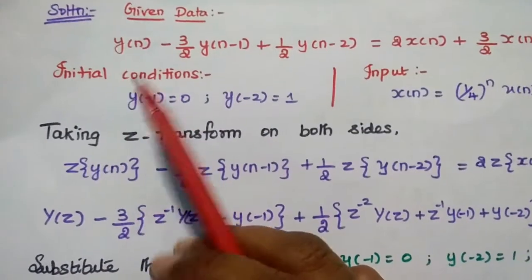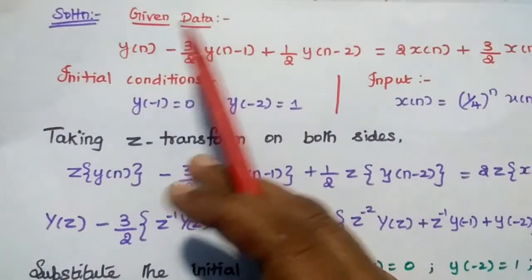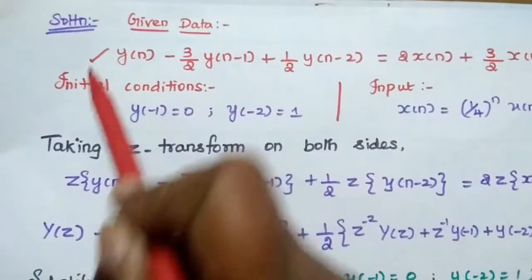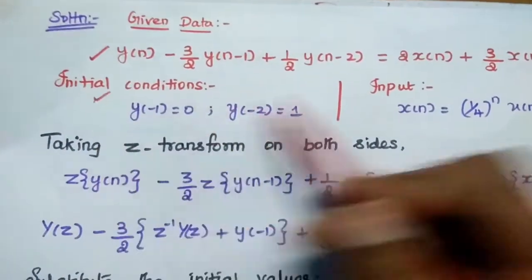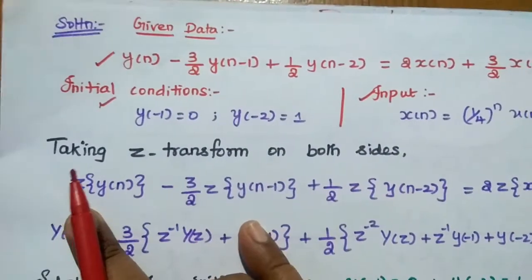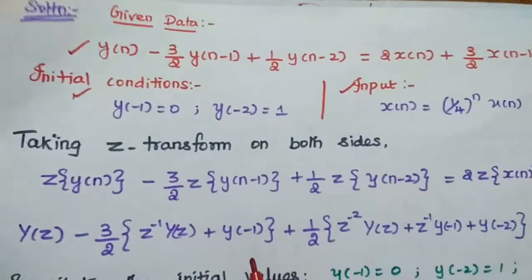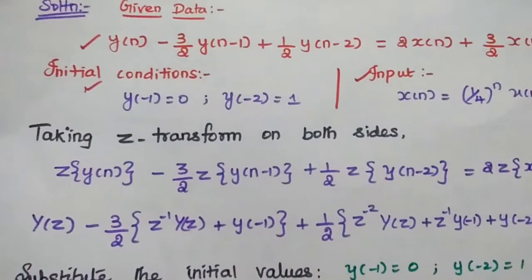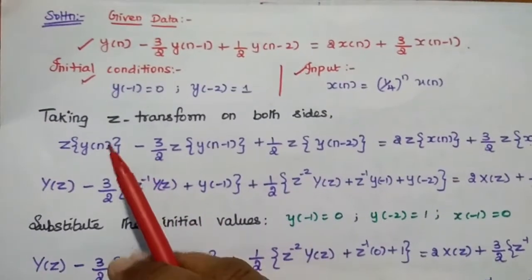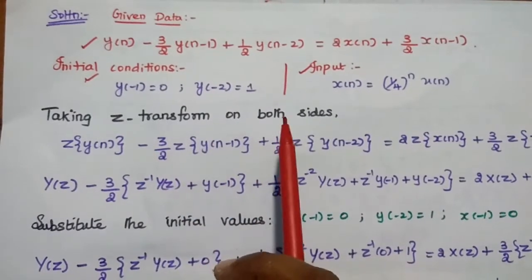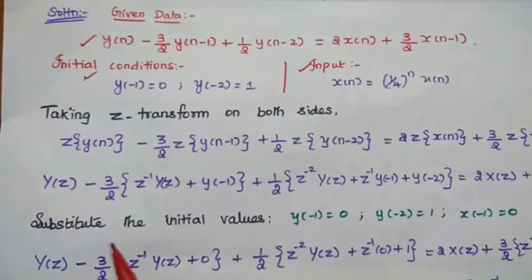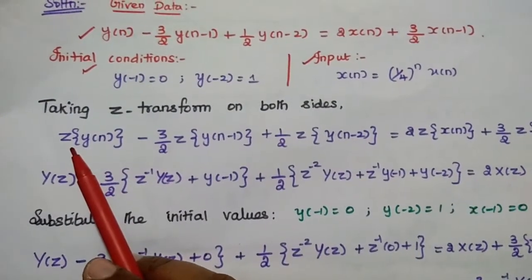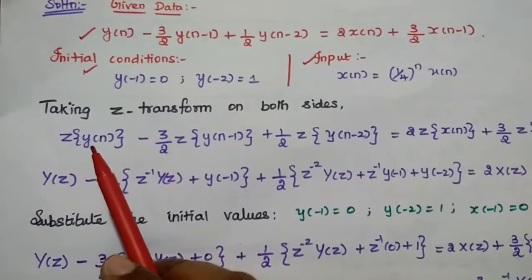In the solution part, first we are going to write down the given data. What are the given data? The difference equation, the initial conditions and the input signal. So we have to write down the given data first, and the next step, a very important one, is to take Z transform on both sides of the given difference equation.